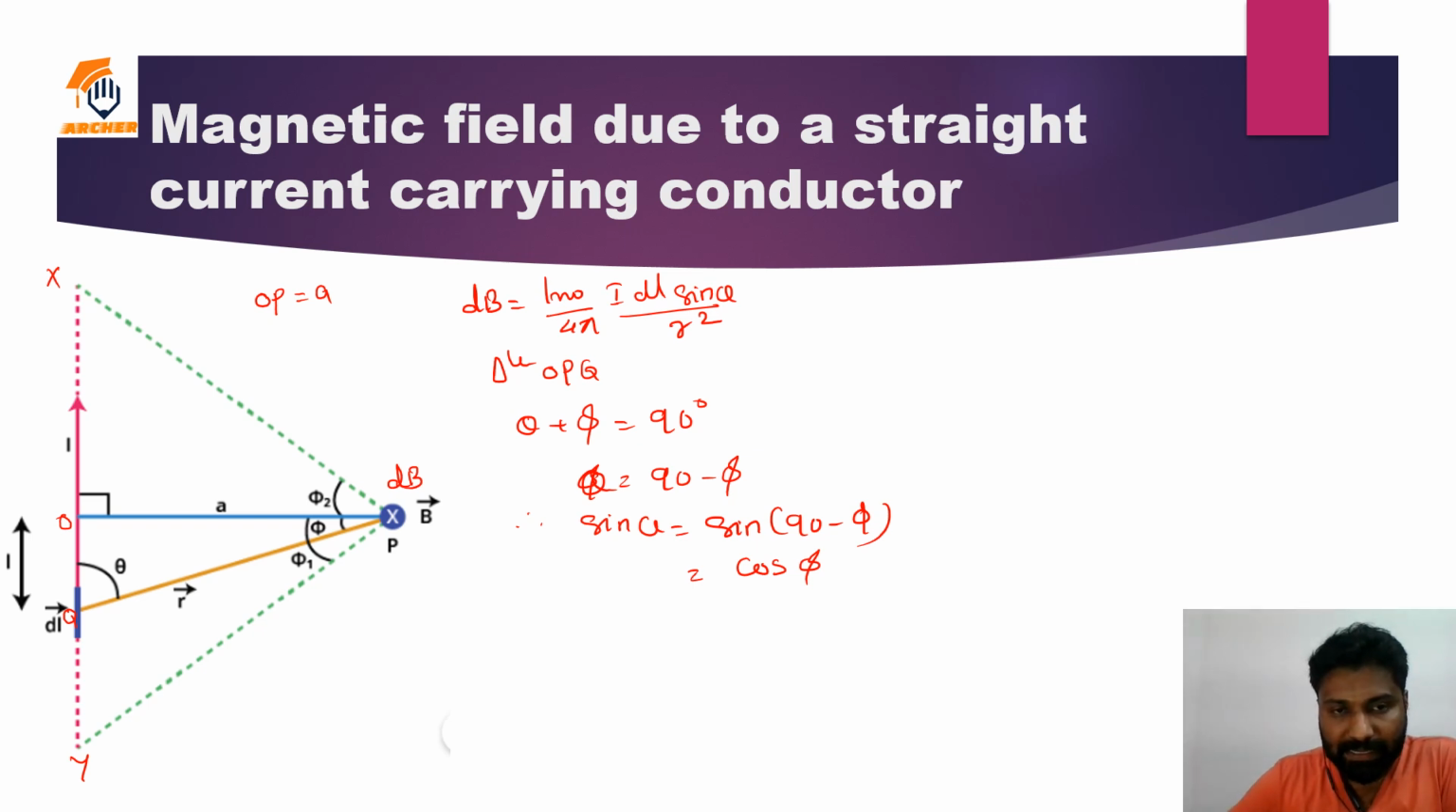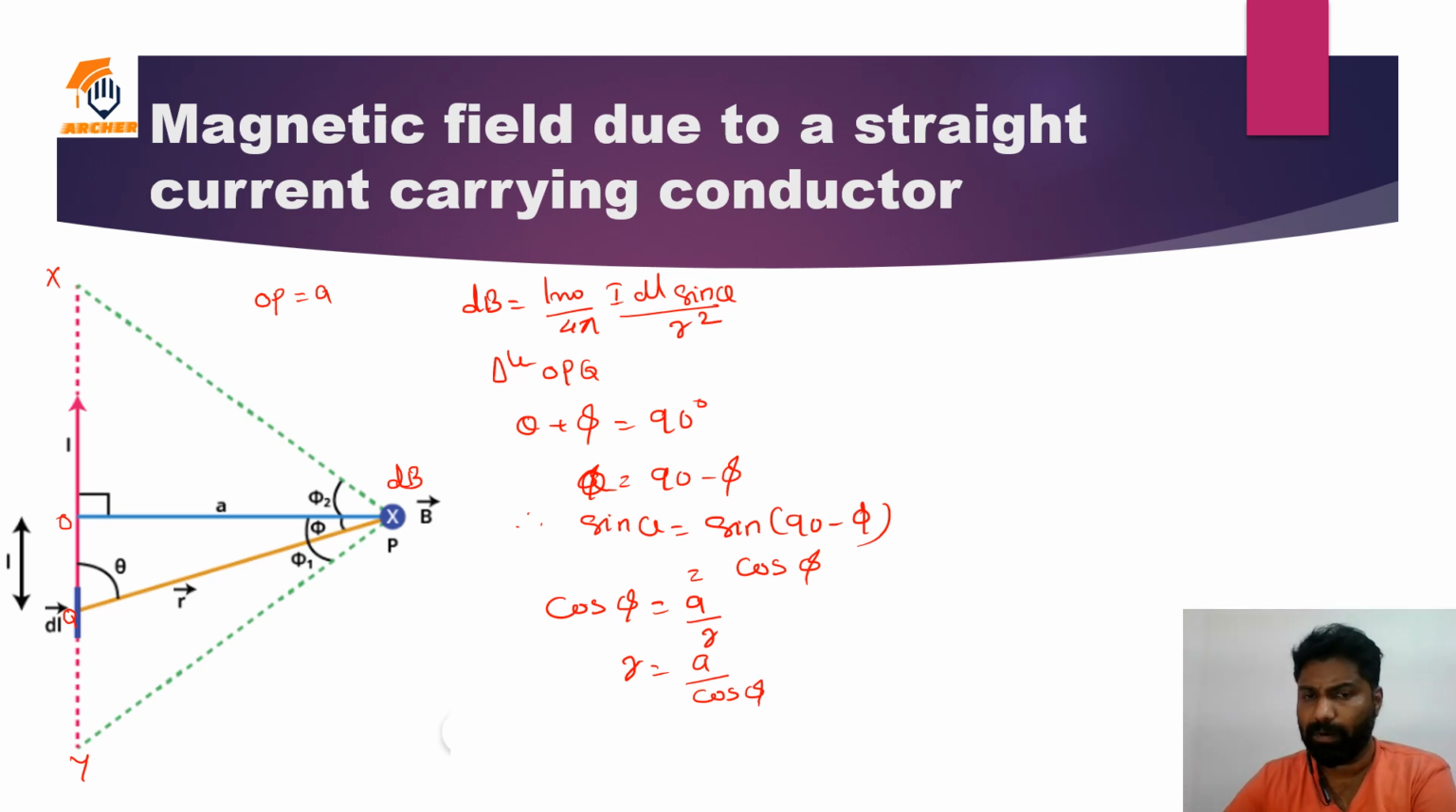So from this triangle, what is cos phi? Cos phi is this one, right? This is the adjacent side and this is the hypotenuse. So that will be A by R, adjacent side by hypotenuse. Or we can write R is equal to A by cos phi. What is 1 by cos phi? It is sec phi. So we can write this as A sec phi.